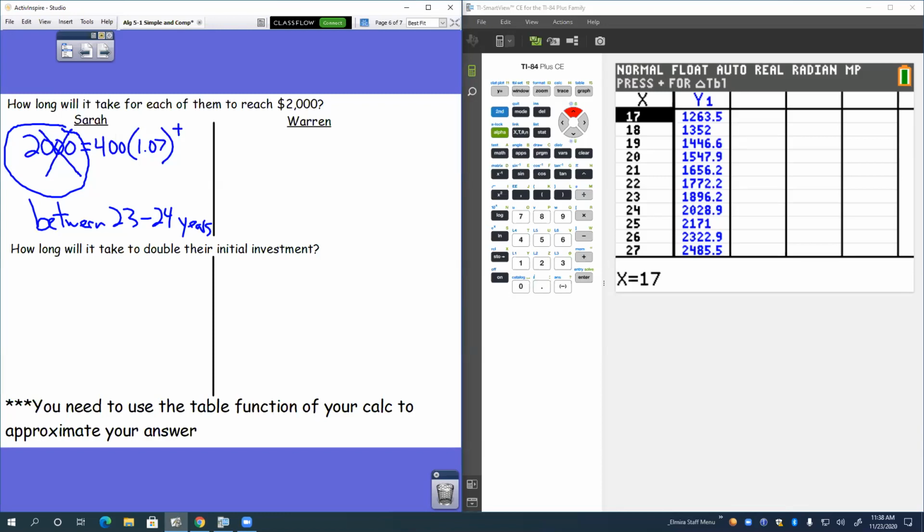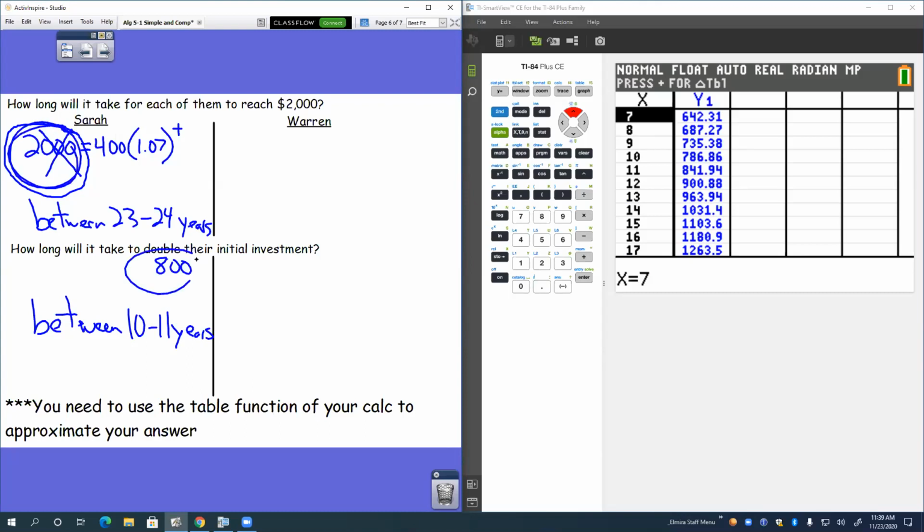How long would it take to double her investment? Well, remember, she initially invested $400. So doubling it would be $800. So where is it going to reach $800? Well, I need to scroll up a little bit. It's going to hit 800 if you look at the table in between year 10 and 11. That's where it would reach $800. So again, you'll need to use your table function to do this, and you just want to look and see where that total is in your table.